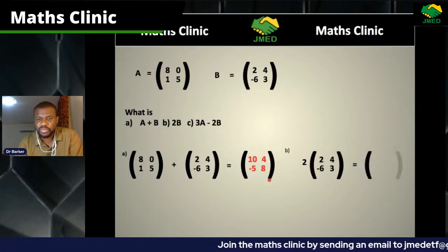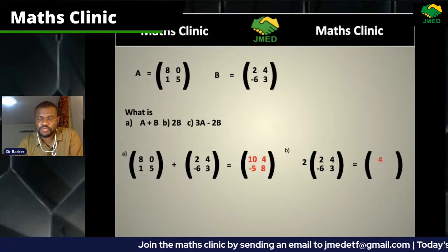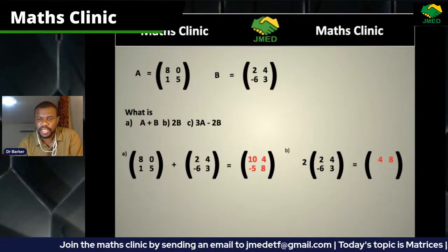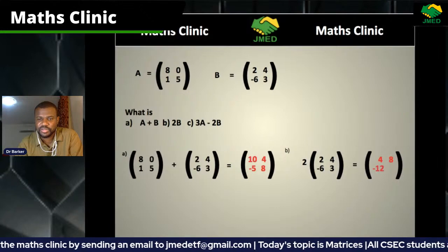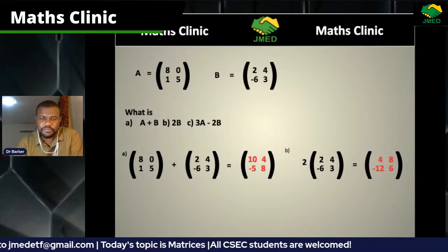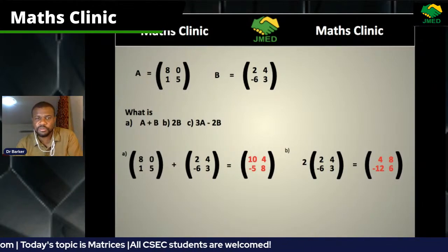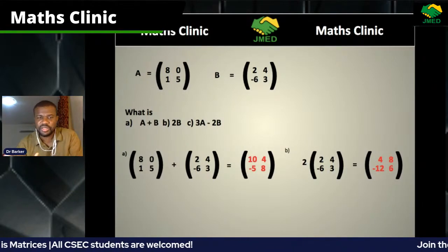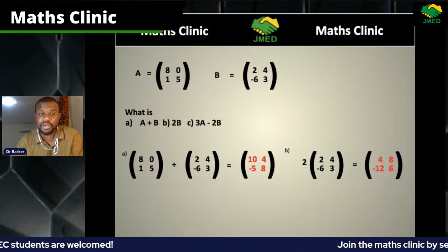2 by 2 is 4. 2 by 4 is 8. 2 times minus 6 is minus 12. And 2 by 3 is 6. So that should be fairly straightforward. Now, how do we jump all the way from A plus B and 2B to now 3A plus 2B?